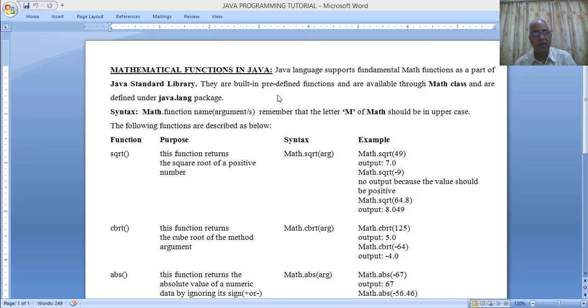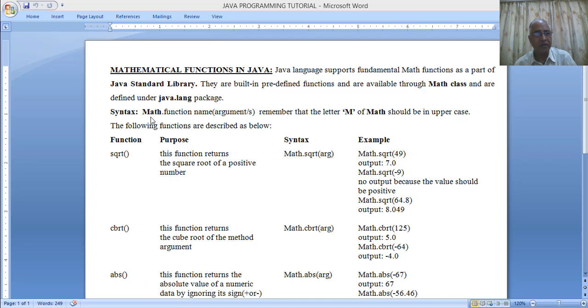Now, these are the functions which are already defined in the Java language. You can use these functions for the following many uses, which I have explained in the table below. Now, the syntax, meaning how the function is to be written in the program.